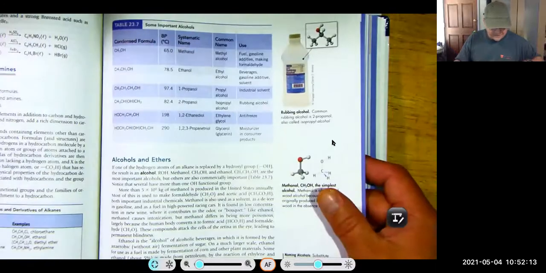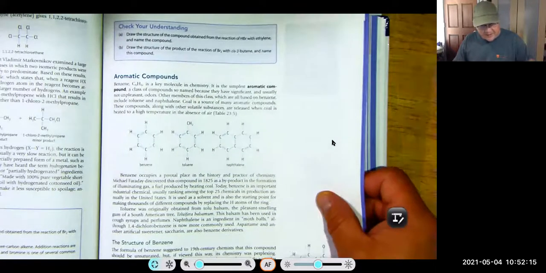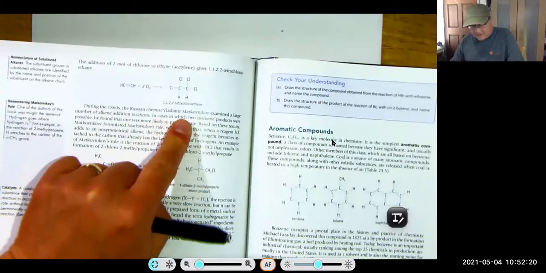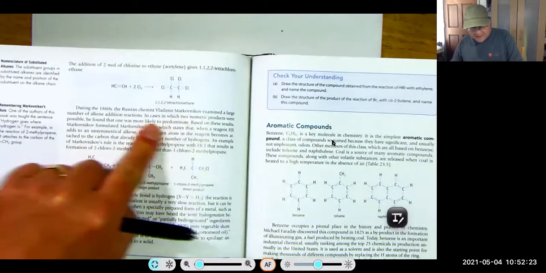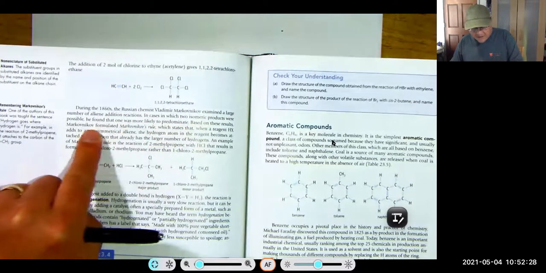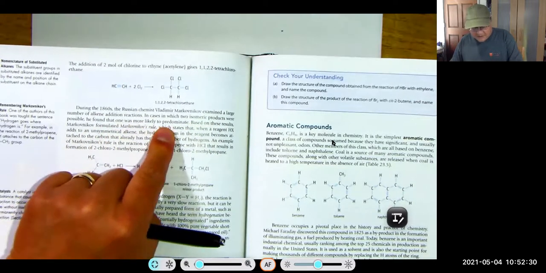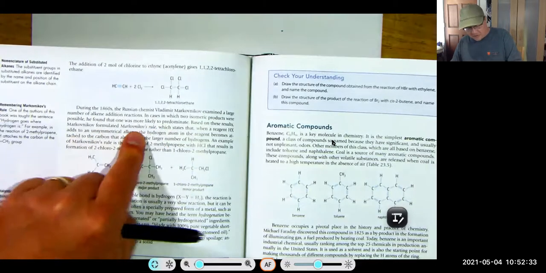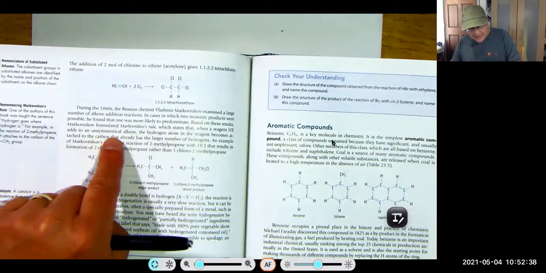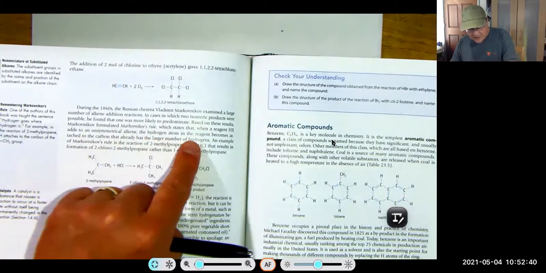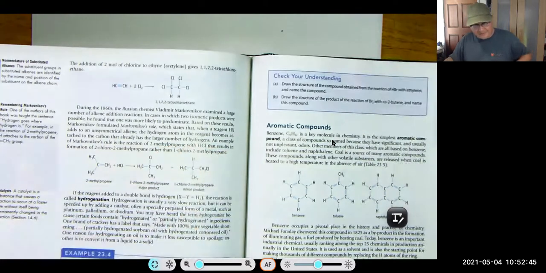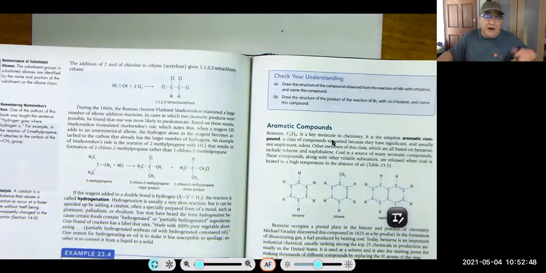So we're looking at alkenes here, right? During the 1860s, Vladimir Markovnikov examined a large number of alkene addition reactions. In the cases in which two isomeric products were found, he found that one was more likely to predominate. Based on these results, he proposed Markovnikov's rule, which states that when a reagent HX adds to an unsymmetrical alkene, the hydrogen atom in the reagent becomes attached to the carbon that already has the larger number of hydrogens. So that means the Br adds to the other carbon.